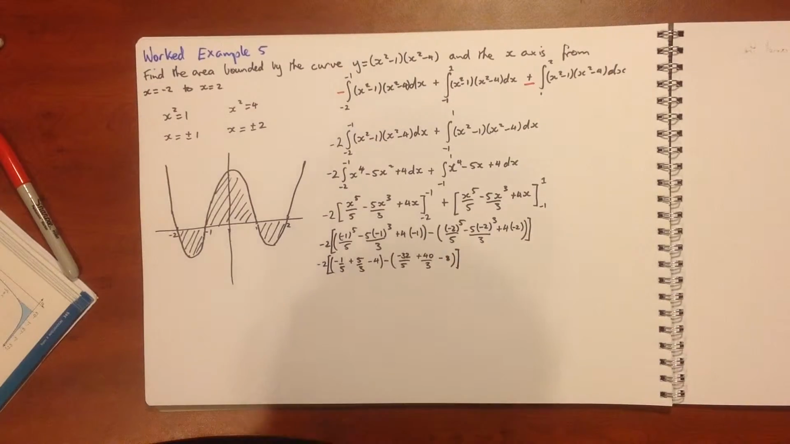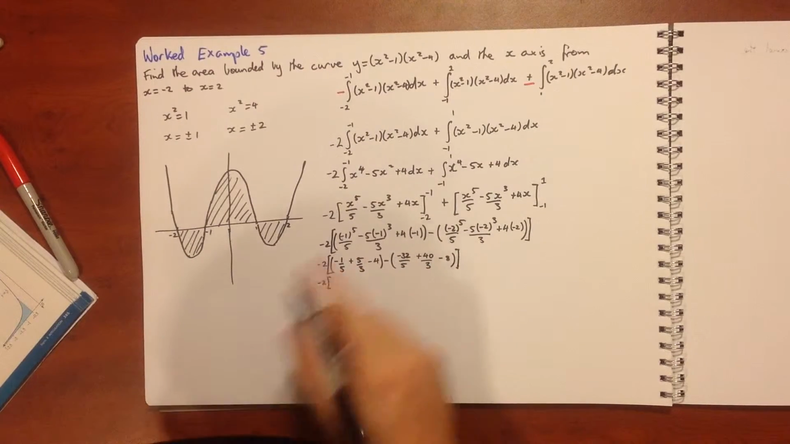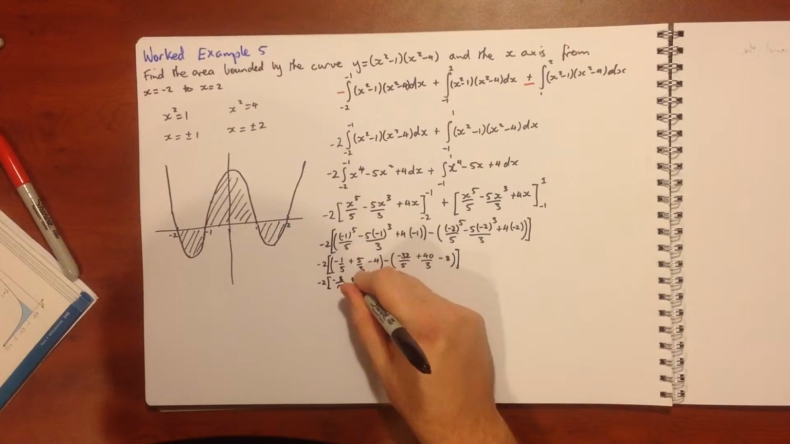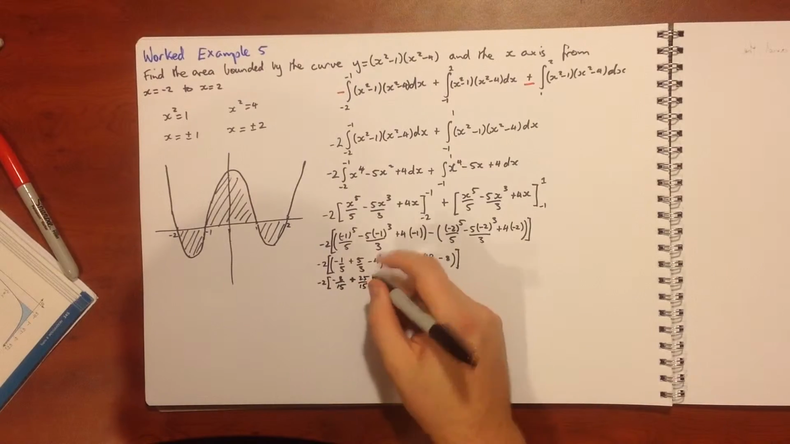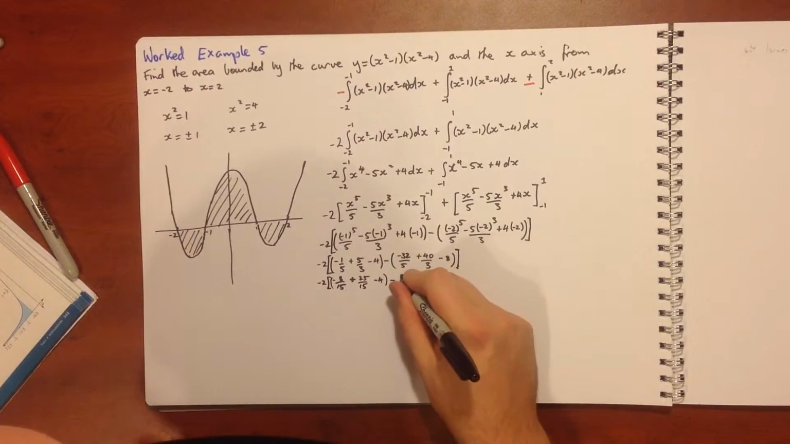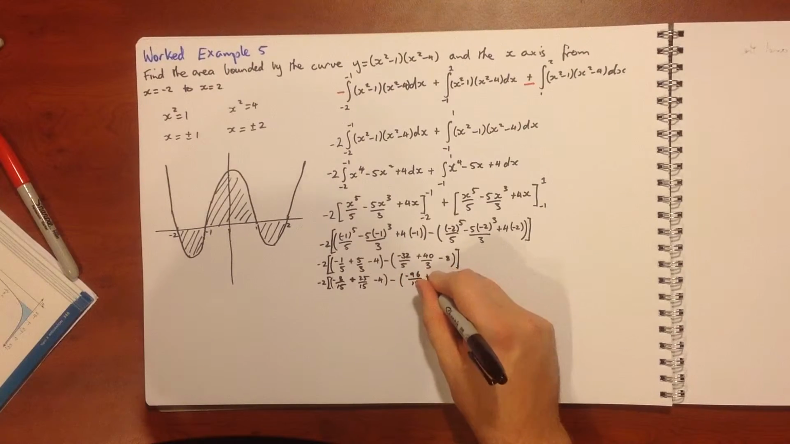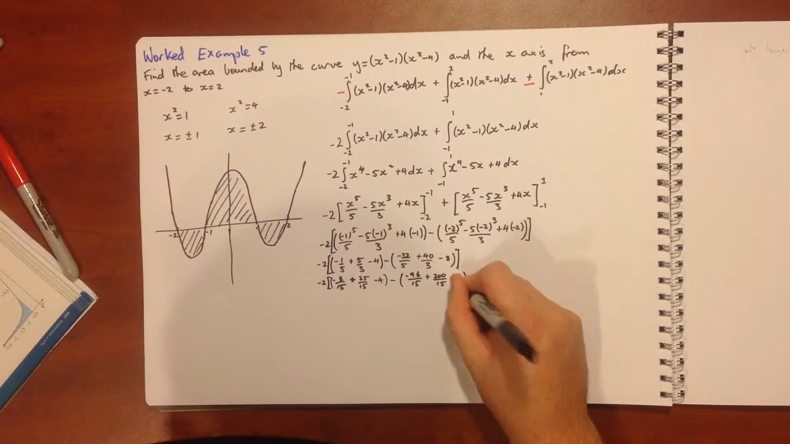So when we do that, we're going to do a little bit of work here still. So that's going to be minus 3 on 15, plus 25 on 15. Take our 4. Minus 96 on 15 plus 200 on 15 minus 8.